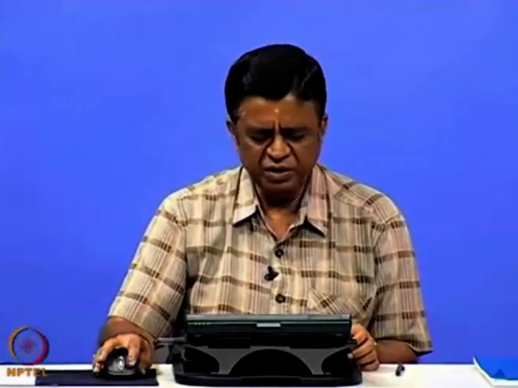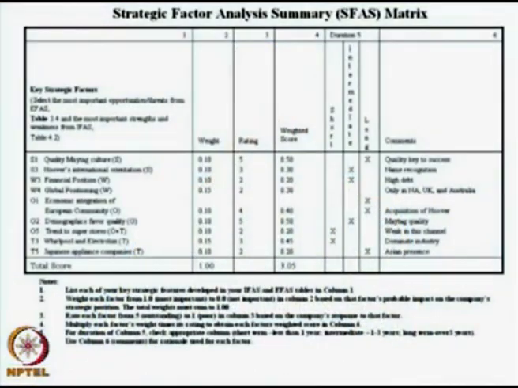Now, we drew the IFAS, we drew the EFAS. Using both of these, the IFAS and the EFAS, we can find out the SFAS, that is the strategic factors that the company should concentrate on. I have taken the same example of Maytag, the American company, and what was done by a consulting firm for this particular company. The results of this SFAS matrix are presented to you in this slide.